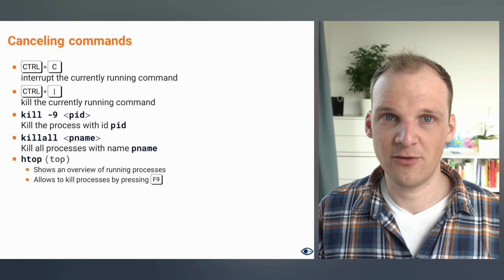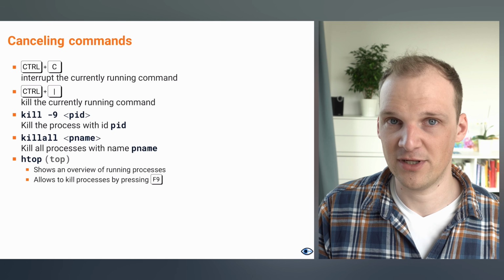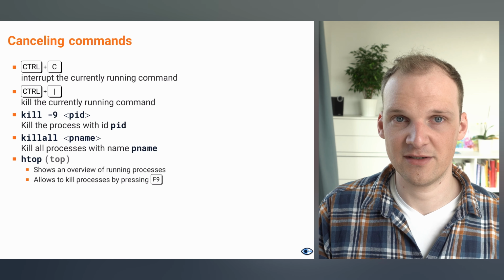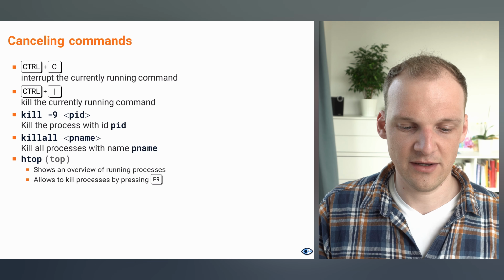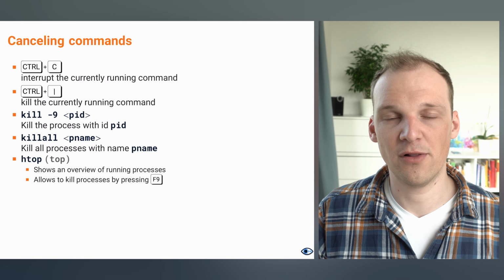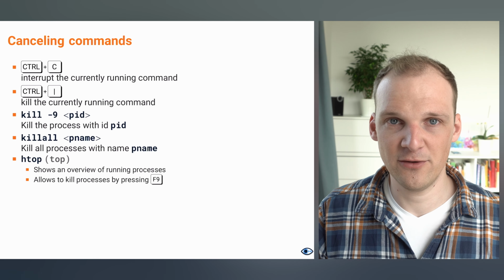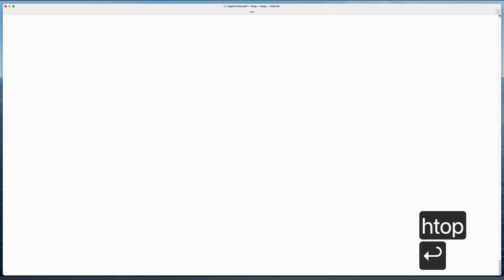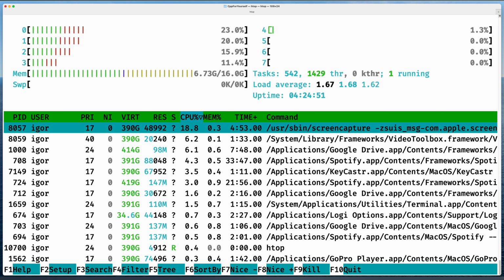If you know the process ID of your command, then you can kill that command with kill -9. Again, it's sending a kill signal there. Or you can kill all processes with a certain name. To be honest, this is rarely used, and if I need to kill something, I'd rather use the htop command, which is one of my favorite commands on the terminal at all.